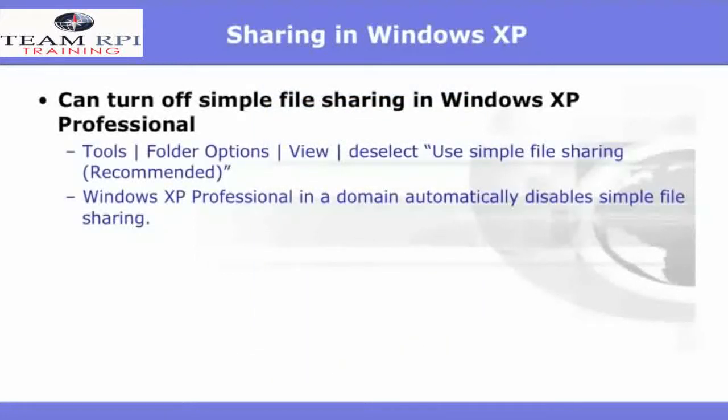You can turn off simple file sharing in Windows XP Professional simply by going to Tools and then Folder Options, select View, and then deselect Use Simple File Sharing. Windows XP Professional in a domain automatically disables simple file sharing.